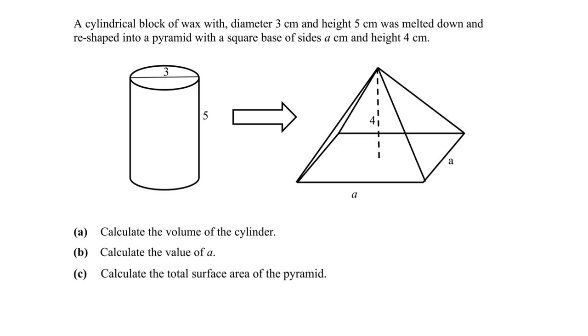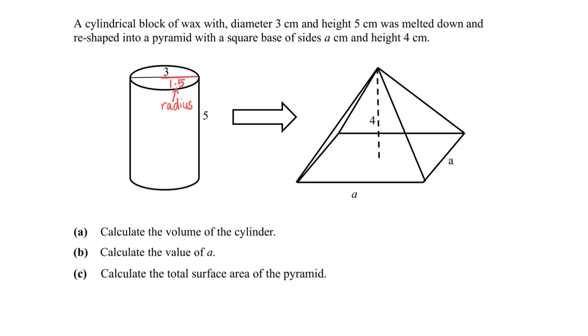we are given a cylindrical block of wax. The diameter is given, but because they give me the diameter, usually Mr. Tan here likes to just indicate the radius, which is half of 3, 1.5 cm. Height is 5 cm. Now, this wax, they are going to melt it and reshape it into a pyramid.